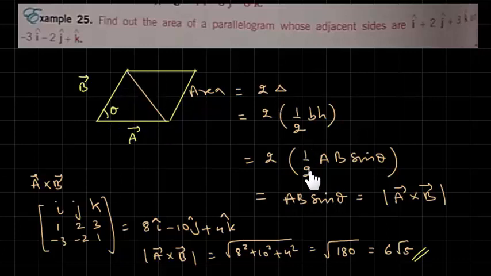The area of this triangle is half base into height, which is half AB sin theta. Now AB sin theta is the magnitude of cross product of A and B, and the 2 and 2 get cancelled. So AB sin theta is magnitude of A cross B. So with matrix multiplication, we'll find what is the A cross B, and then we'll take the magnitude of it. So this is the A cross B, and magnitude of that will be under root of 8 square plus 10 square plus 4 square. Comes out to be root 180, which is 6 root 5.